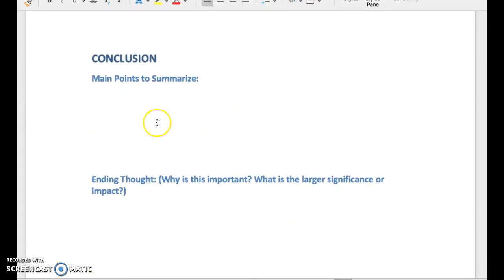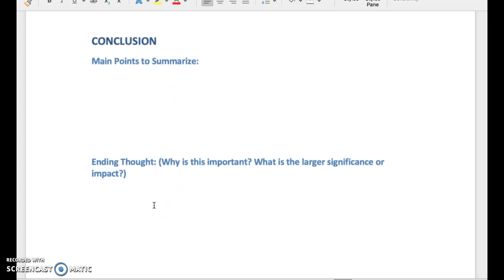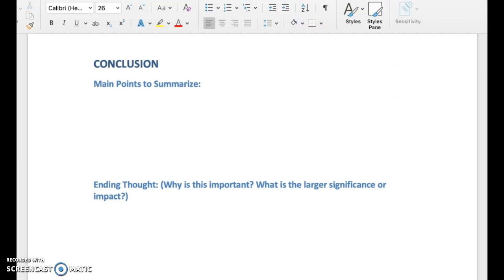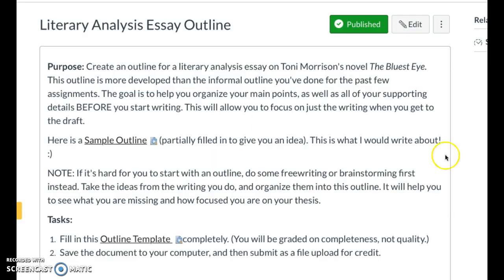And then for the conclusion, you're going to summarize your main points and end with something memorable, maybe a connection to contemporary times or kind of widen the lens a bit. So that's the example. And then I have the outline template here.